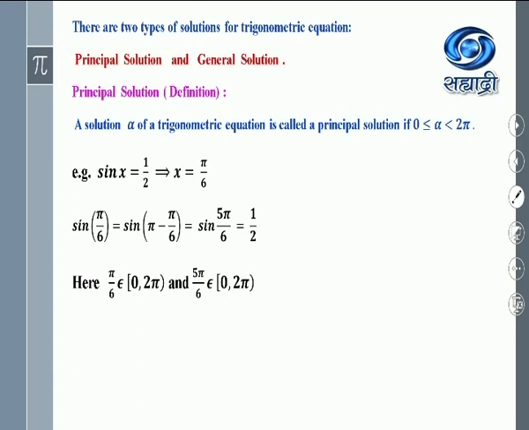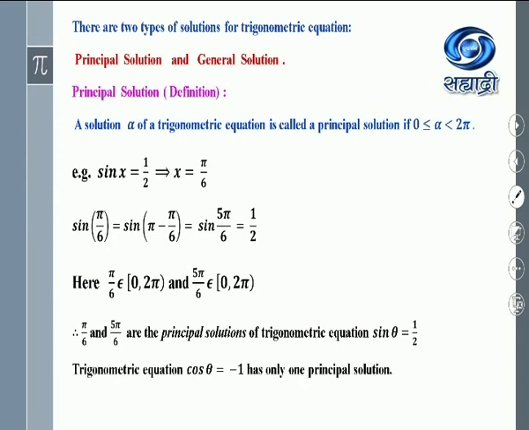Why? Because pi by 6 belongs to the semi-closed interval 0 to 2 pi, and 5 pi by 6 also belongs to the semi-closed interval [0, 2 pi). Thus, we can conclude 5 pi by 6 and pi by 6 are the principal solutions of the trigonometric equation sin theta is equal to 1 upon 2.